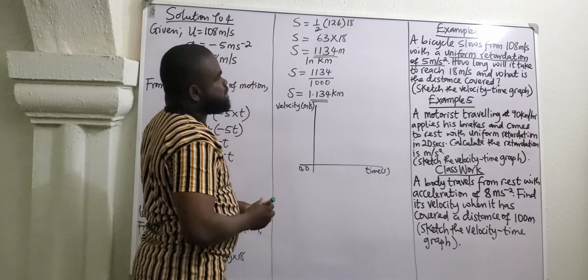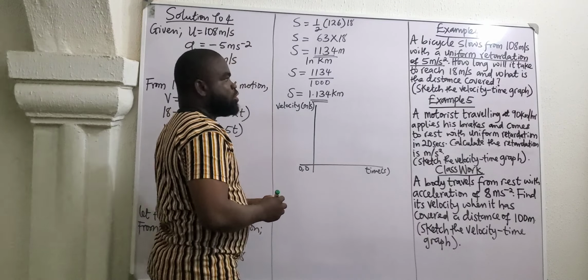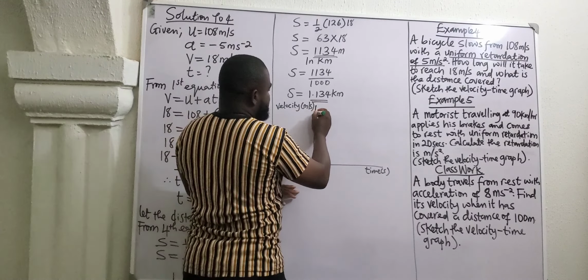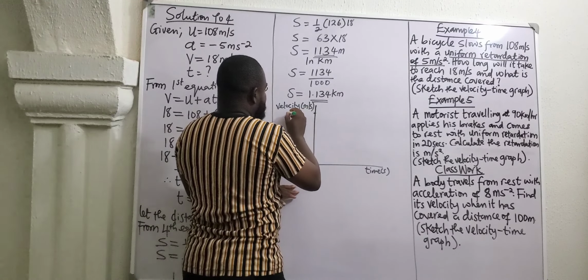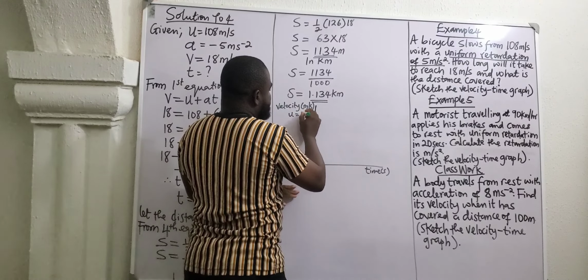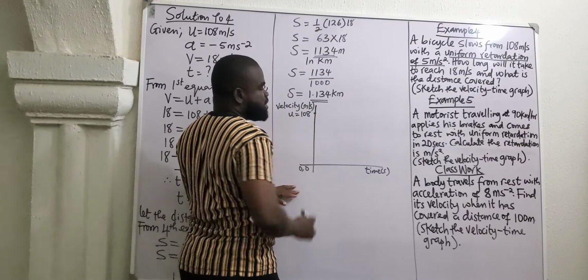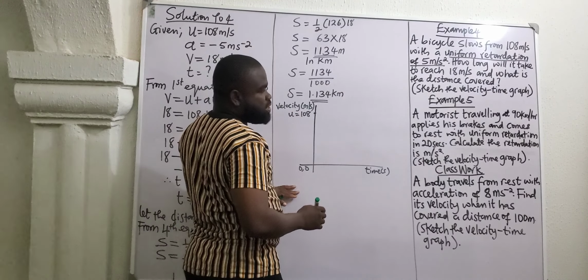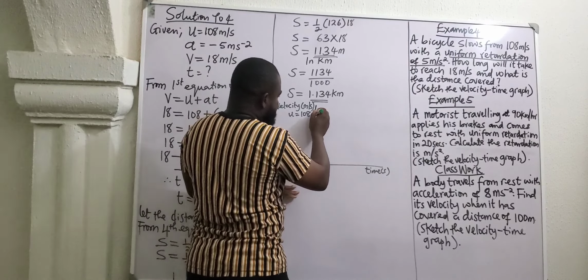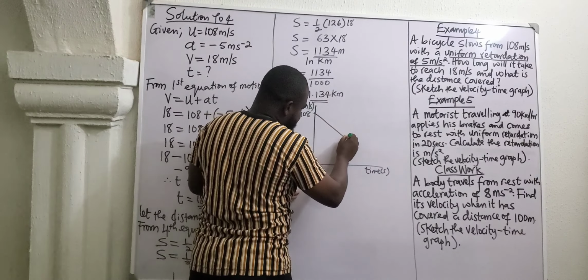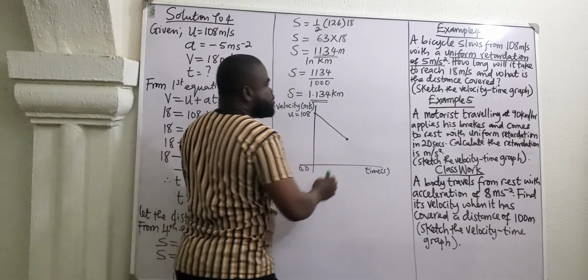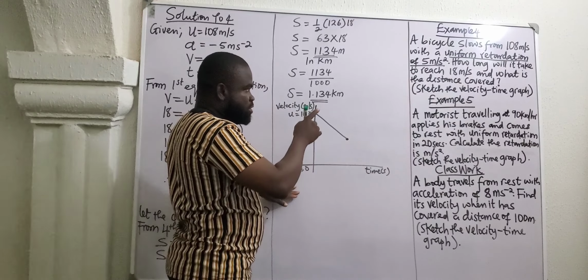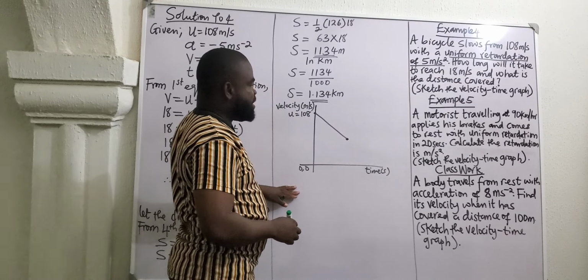So the body started with an initial velocity of 108. So that's at the top. U equals 108 meter per second. And then it decelerates or retards. It means the body is coming down. But it does not come to rest. Rather, it reaches 18 meter per second.